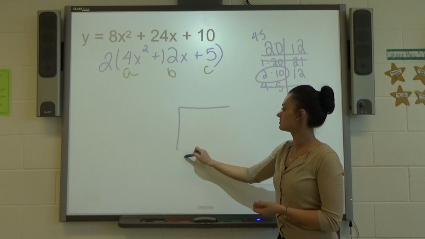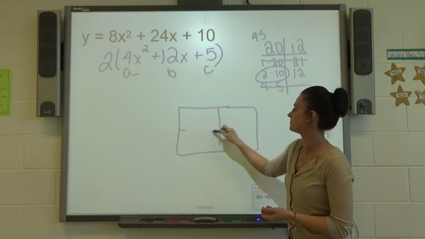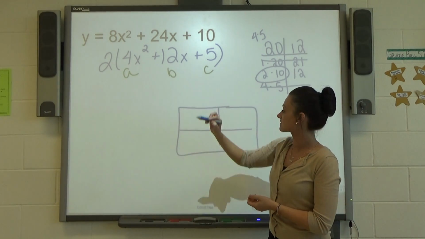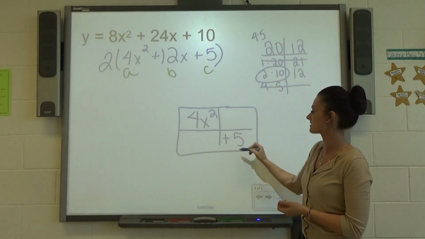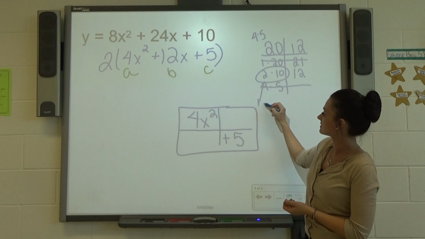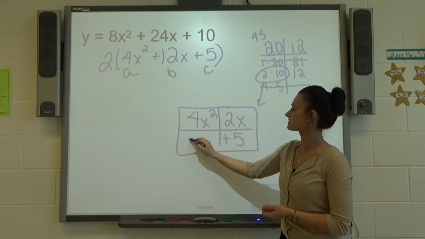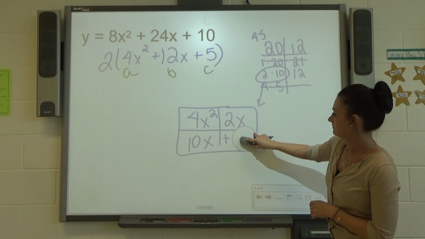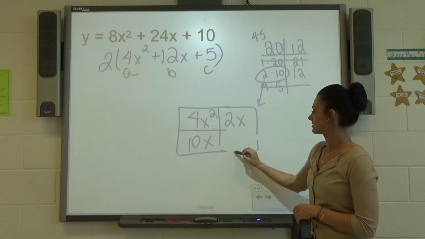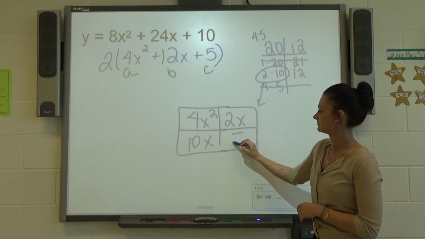So these are the two numbers that I'm going to take into the box. 4x squared is going to go first, plus 5 will be the last one, and then into the diagonals are going to be 2x and 10x. And just so there's no confusion, I'm going to just write this as 5.